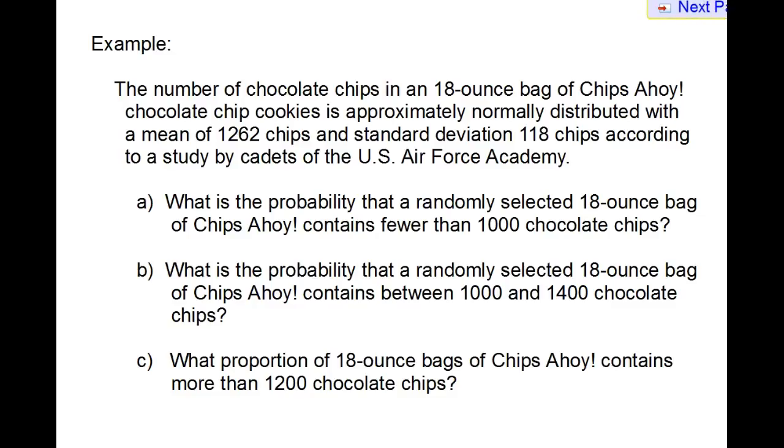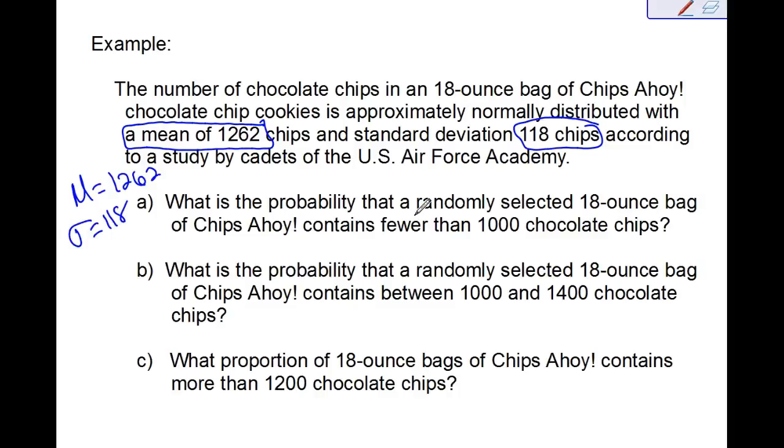So let's look at this Chips Ahoy problem. The number of chocolate chips in an 18-ounce bag of Chips Ahoy chocolate chip cookies is approximately normally distributed, with a mean of 1,262 chips and a standard deviation of 118 chips. So I'm going to stop right there, and I'm going to kind of box those two, and I'm going to say my mean is 1262 and my sigma is 118.